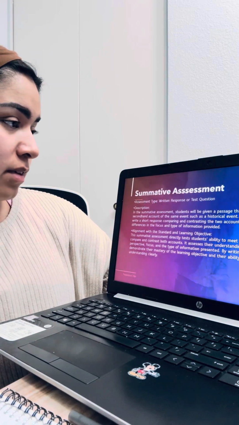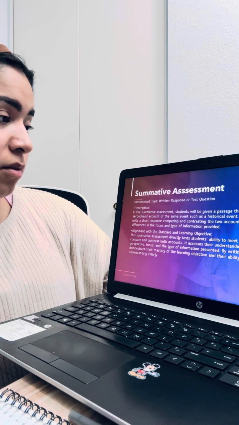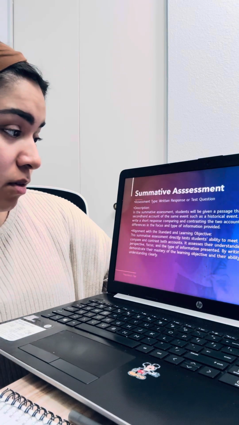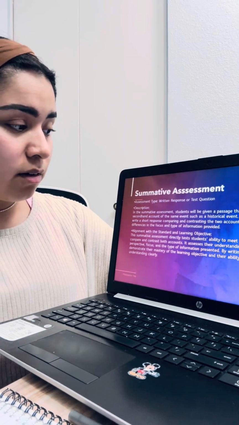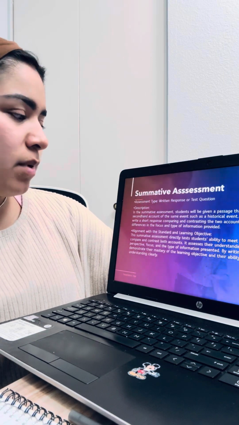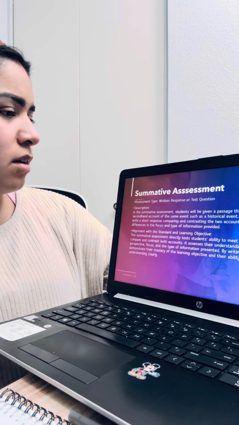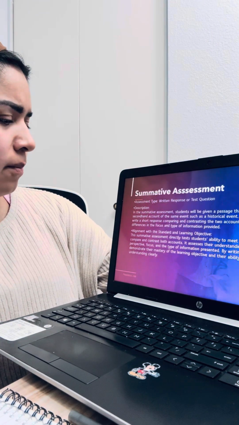For the summative assessment, the assessment type is a written response or a test question. The description of this is students will be given a passage that includes a first-hand and second-hand account of the same event, such as a historical event. Students will be asked to write a short response comparing and contrasting the two accounts, describing the differences in the focus and type of information provided.